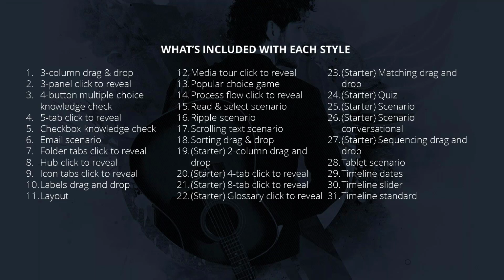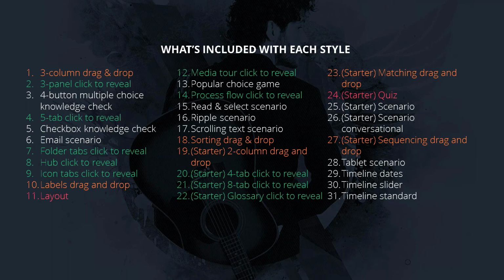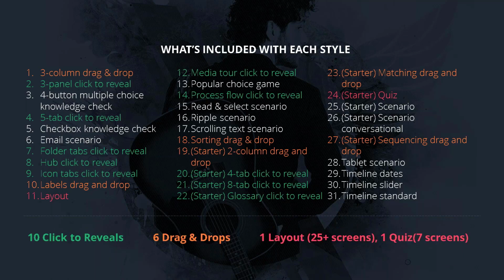See some bullet points there, right? We've got 31 different layouts, interactions included, that's going to be the baseline that's included with each style that we're creating here. Now, if you'll notice, there are some duplicates in there. We've got 10 click-to-reveals of different varieties, 6 drag and drops. We've got 1 layout starter in there that has 25 different screen designs, a quiz with 7 different screen designs, including a custom feedback screen and an introduction screen.